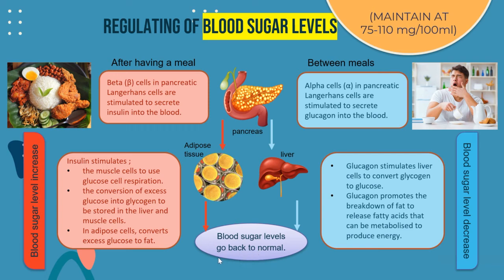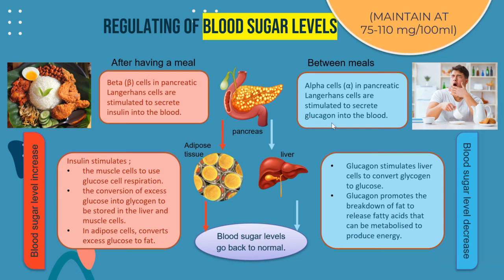Okay, and then we go to the next situation, when our blood sugar level decreases. This usually occurs during fasting, or between meals. The alpha cells in the pancreatic Langerhans cells in our pancreas are stimulated to secrete glucagon. Glucagon is also a hormone secreted by our pancreas.